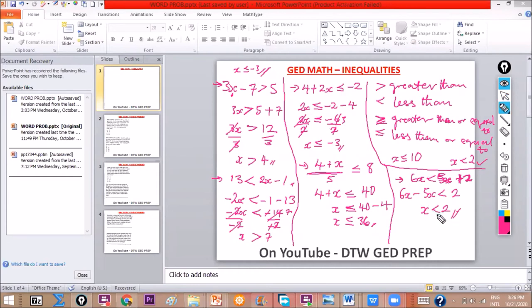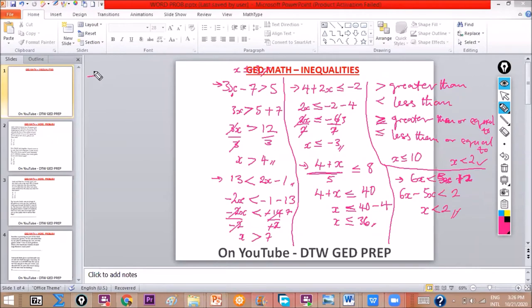Okay. So this is the answer. X is less than 2. Okay, let's do more. Let me give you something a bit tougher. So we have x plus 6 less than or equal to 8x minus 15. Can you do this?